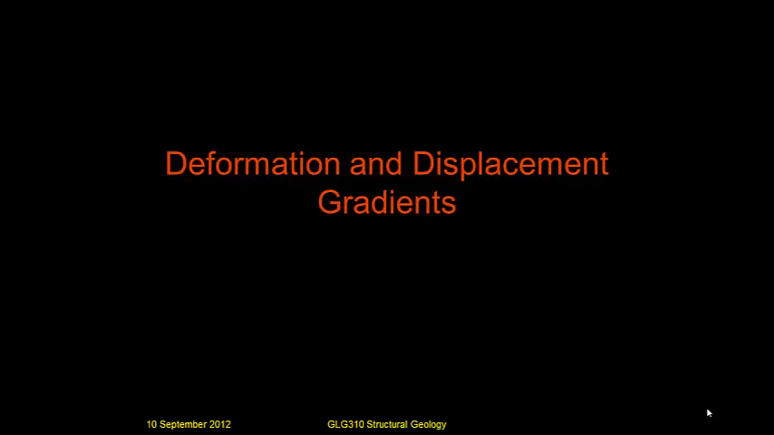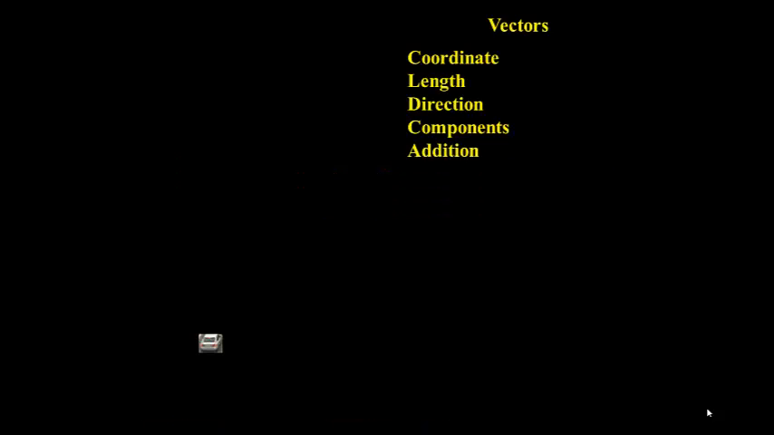So the topic is deformation and displacement gradients, and in order to cover this, we need to first talk a little bit about vectors. When we talk about vectors, we know that there's some coordinate system that has to be defined. Usually we say x, y, z, a Cartesian coordinate system, but we may also say up, and then easting and northing. We know that a vector then has length and it has a direction.